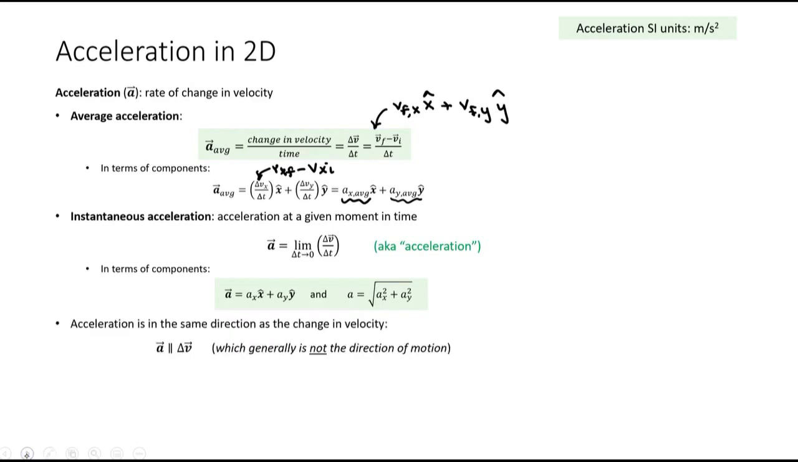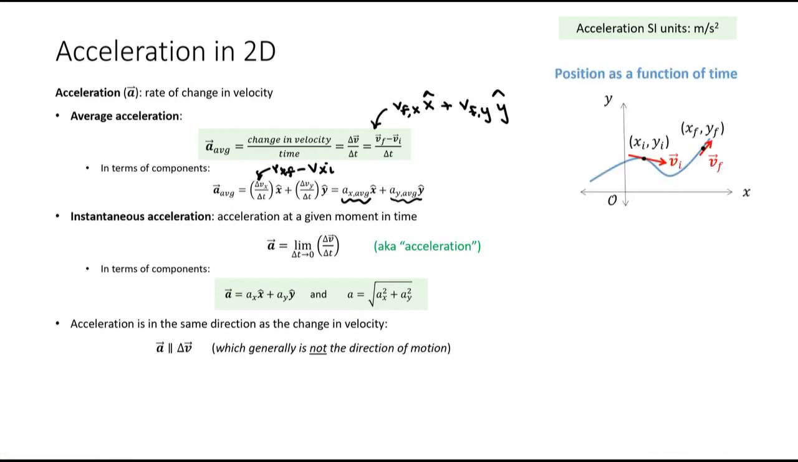All right, last thing to note here is that acceleration is going to be in the same direction as the change in velocity, which really just comes from the fact that when you think about our definition up top, delta v over delta t, remember delta t is a scalar. It's always positive. 1 over delta t is also a scalar, and it's always positive. So really we're multiplying our vector delta v by our scalar 1 over delta t. And when we multiply by a scalar, we don't change the direction. Okay, and so that means that our acceleration is going to be parallel to the change in velocity. And in general, that's not going to be the same direction as the direction of motion.